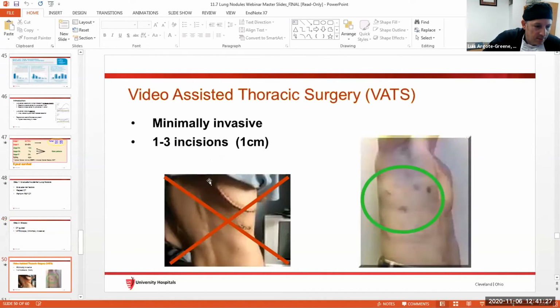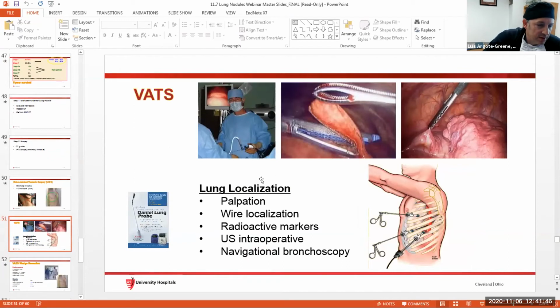So the idea, I promise this is the last picture like this I play, is not having these huge surgeries you used to have in the past, but having these tiny little incisions. And through those tiny incisions, we can do what before was done through big incisions. These little nodules are so small that sometimes even touching them is really hard. So we use different methods to locate them, like putting a wire in them, using radioactive markers, using ultrasound, or using something that also Dr. Ben Young uses, which is navigational bronchoscopy.